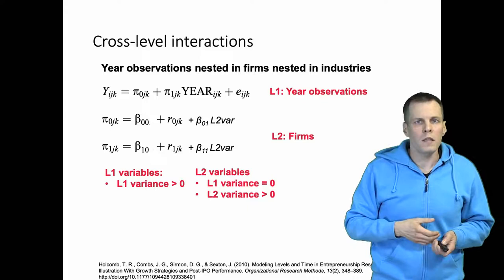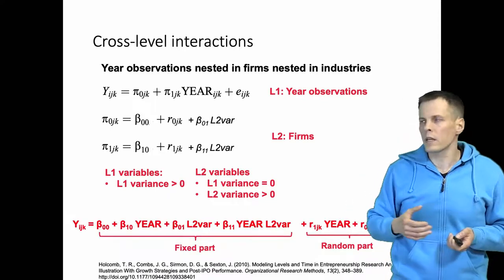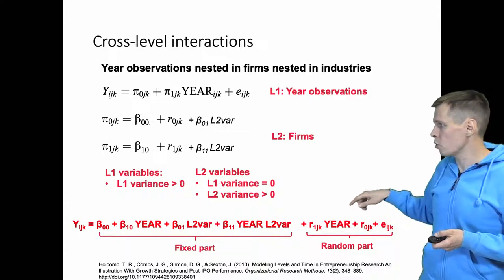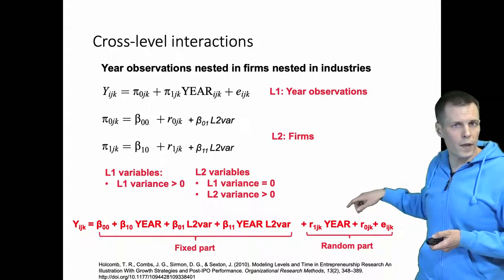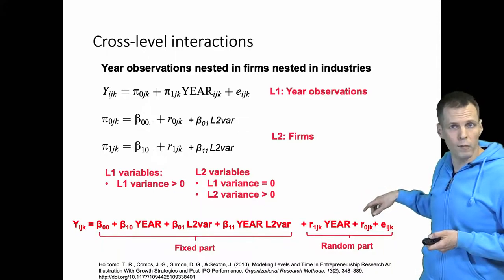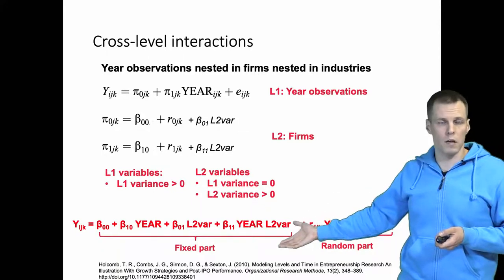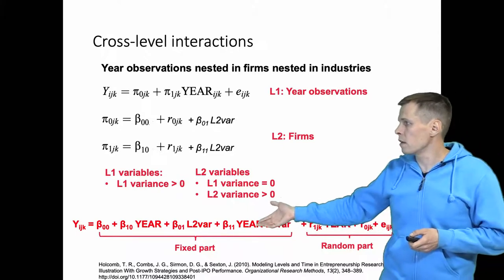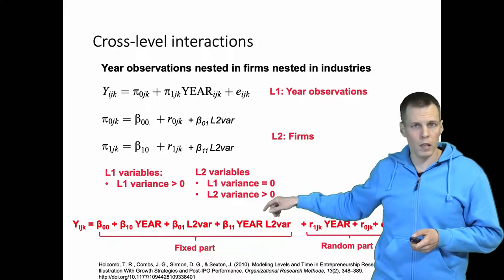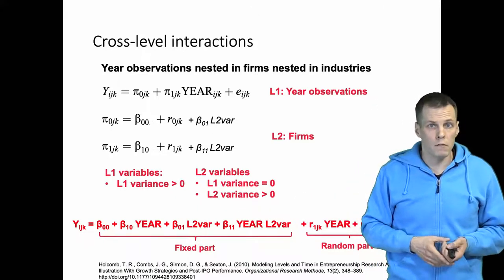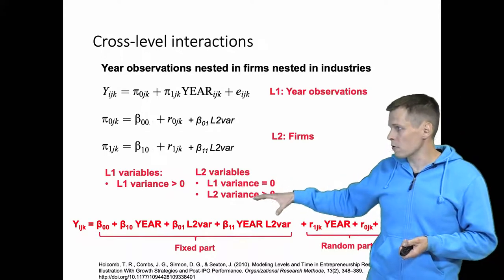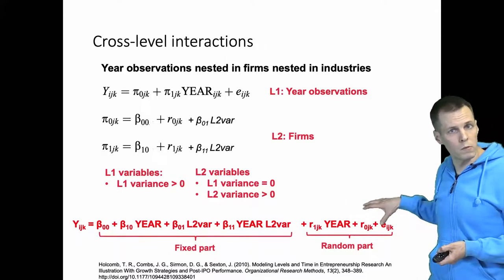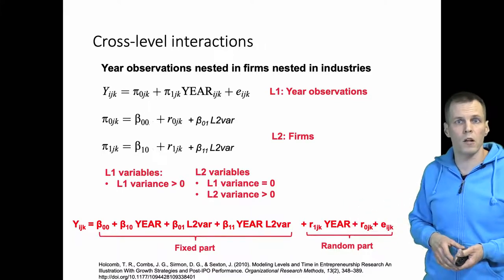Now, when we write this equation in the mixed format, we can see that the random part is as before. So we have the random slope, we have the random intercept, and then we have the error term of the model. And this is simply a normal interaction model. So nothing special here. The level two variable enters separately. Level two variable and a year, they are multiplied together, and each of those receives a regression coefficient. So this is just a normal interaction model that we test for moderation. And this is just a normal random slope model, random part. So nothing special about that.